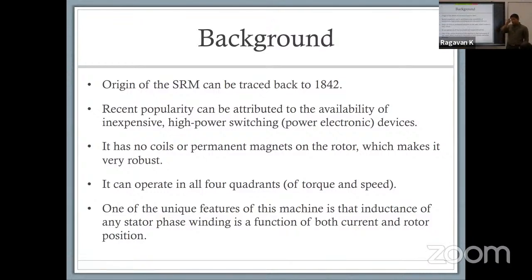It can operate in both torque and speed regions, which means you can be in all four quadrants. We showed yesterday what the adjustable speed drive quadrant looks like for torque and speed. And of course, it has a unique attribute: your inductance is a function of rotor position. That's definitely something that none of the other motors have in quite as much detail.